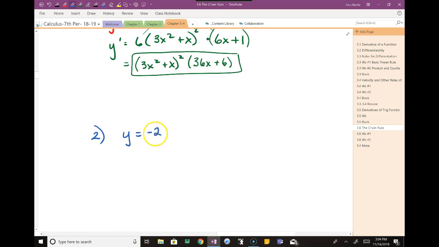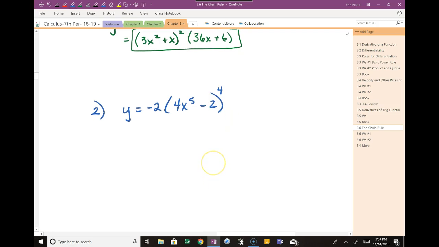We're gonna have -2, 4x to the 5th minus 2 to the 4th power. Okay. So immediately we know it's a chain rule because there's a quantity, we have parentheses, and we have an exponent. And there's no way that you want to FOIL that out and put it into standard form, right? I mean, we could FOIL it out and put it in standard form and just do basics on it. But why would you do that when you can use a chain rule?